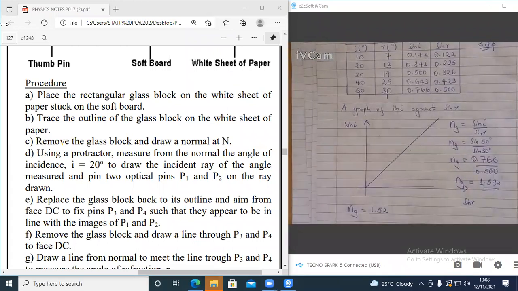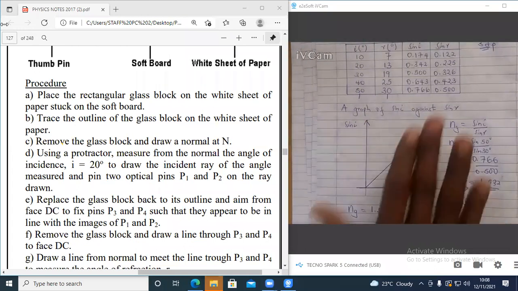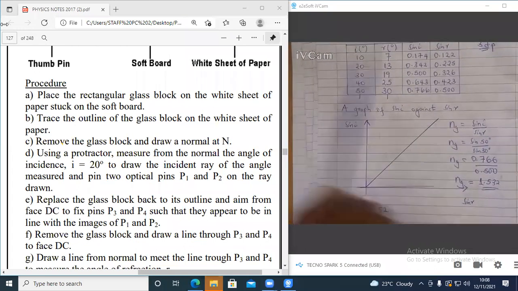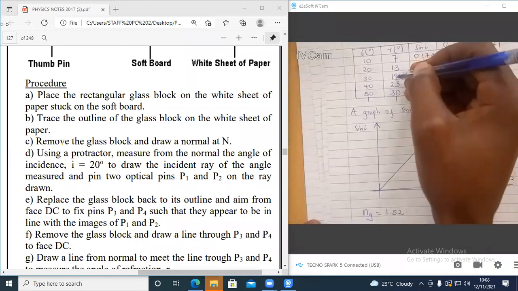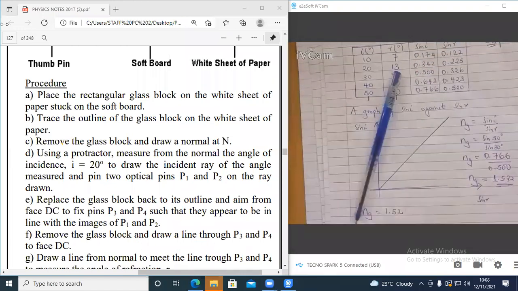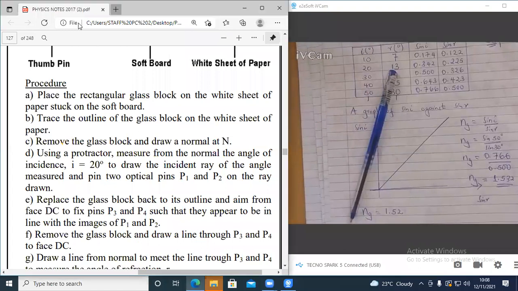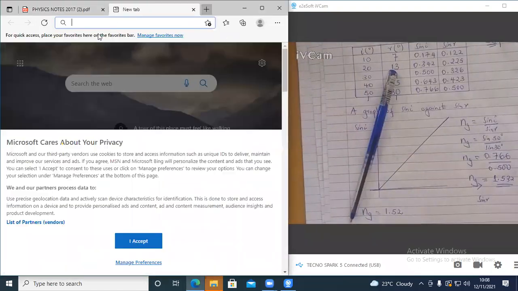That is the theory. Now let's see how we perform it. How do we realize these values, the 7, the 13, the 19, the 25, and the 30? So let me take you to YouTube.